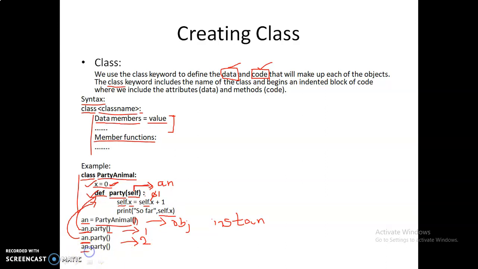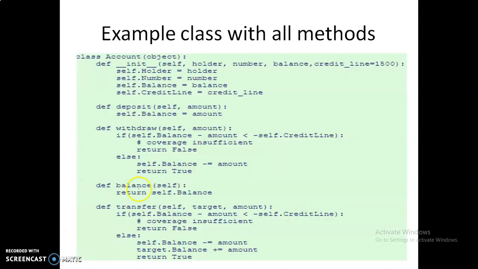For the third call, again I am using the same object. So an.party() is called the third time. It uses the previous x value 2 plus 1, that is 3. Self is nothing but the object which is used to call that particular method, or we can also call it the present calling object of the class, or the current instance of the class.